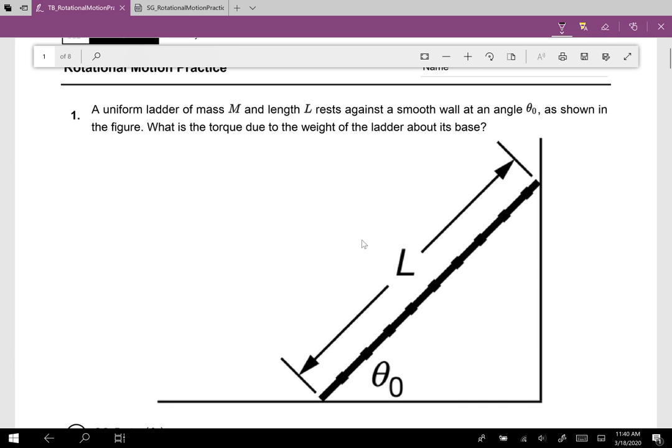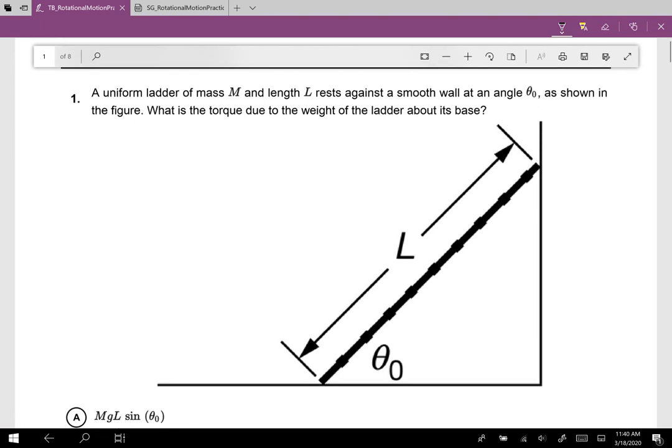Alright, so question number 1, we have a uniform ladder of mass m and length L rests against a smooth wall at an angle theta naught as shown in the figure. What is the torque due to the weight of the ladder about its base?